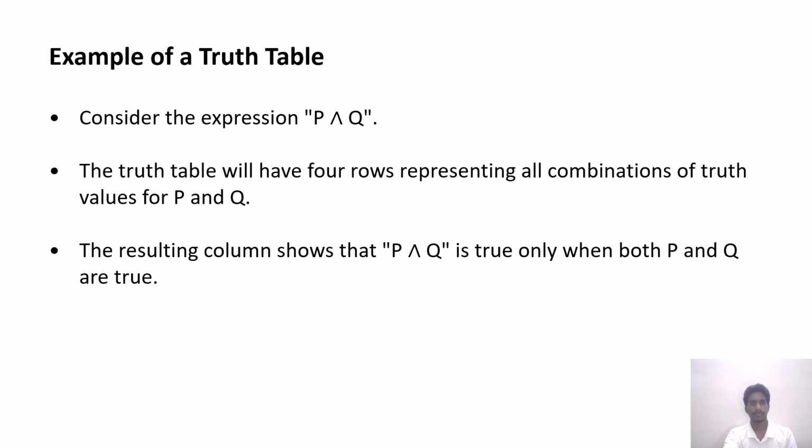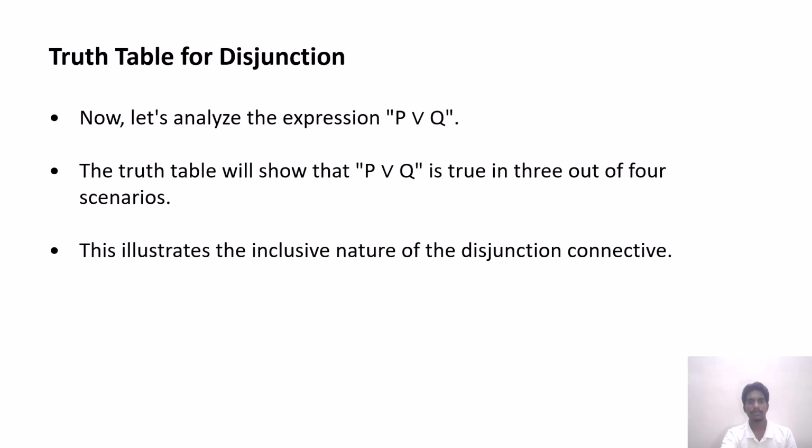Example of a truth table. Consider P ∧ Q. The truth table will have 4 rows representing all combinations of truth values for P and Q. The resulting column shows that P ∧ Q is true only when P and Q are both true. Truth table for disjunction. Now let's analyze the expression P ∨ Q. The truth table will show that P ∨ Q is true in 3 out of 4 scenarios. This illustrates the inclusive nature of the disjunction connective.